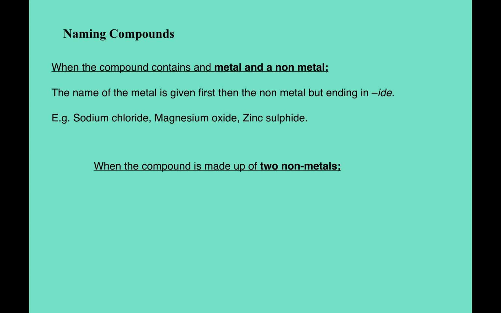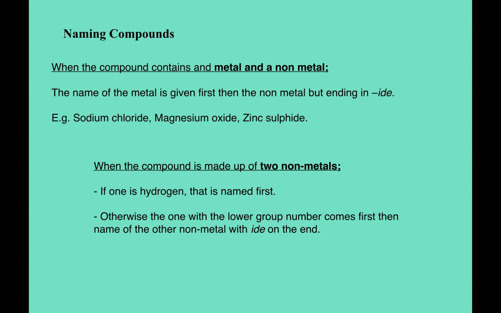When the compound's made up of two non-metals, then the rule is if one of them is hydrogen, it's given first. Otherwise, the non-metal with the lower group comes first, and then the name of the non-metal with a higher group has got -ide on the end. Examples: hydrogen chloride, the hydrogen comes first. Carbon dioxide, carbon is in group 4 and oxygen in group 6, so carbon comes first.